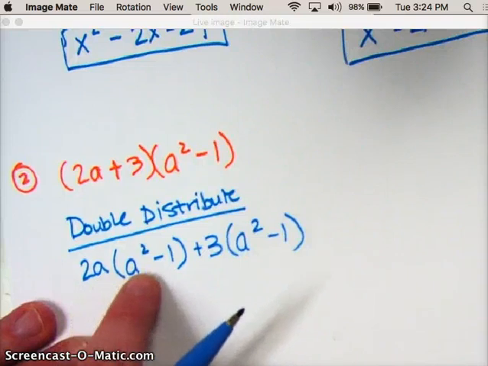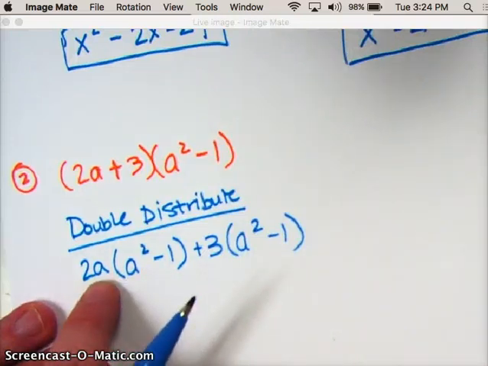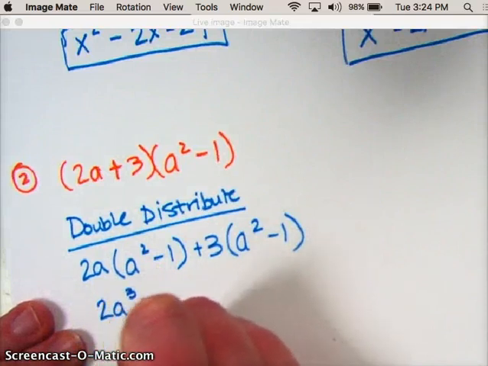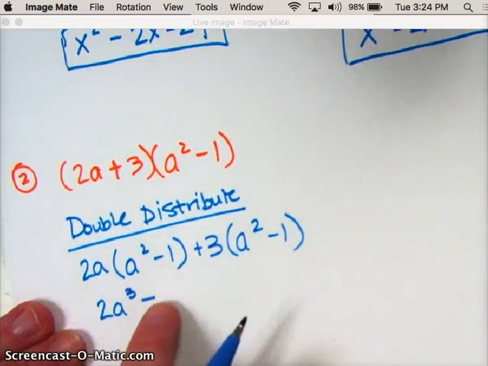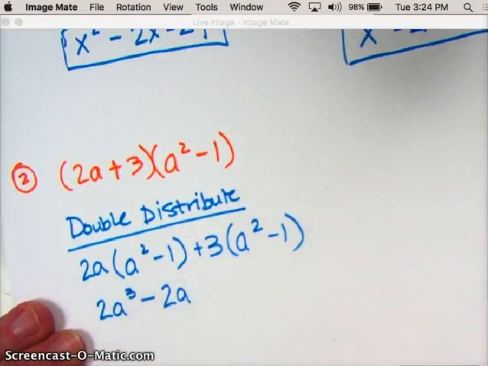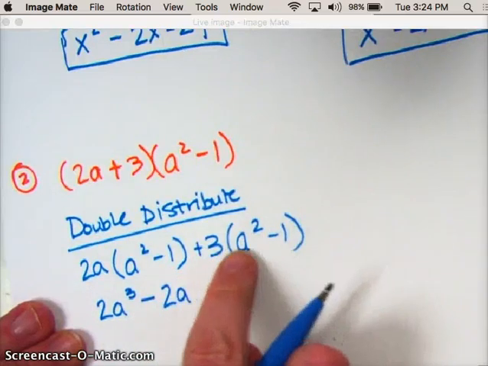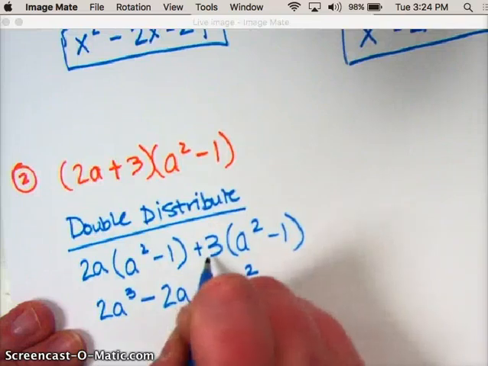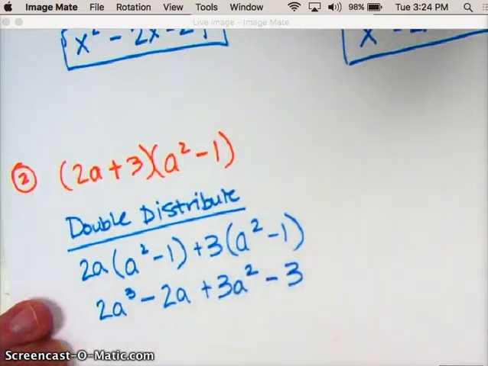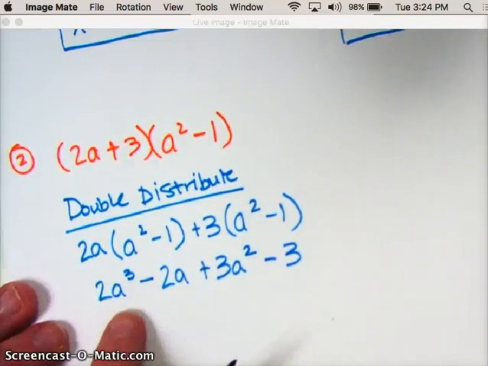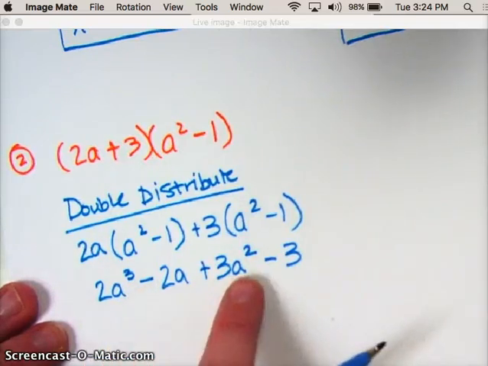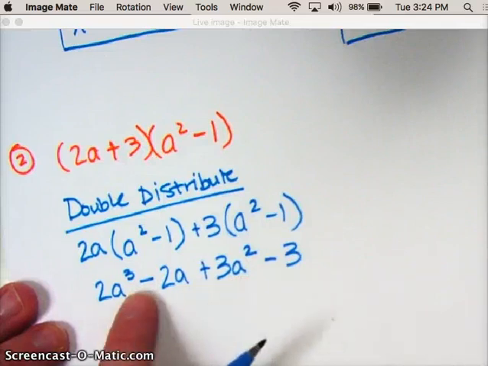From here it's a monomial times a binomial, so we distribute. 2a times a squared is 2a cubed. 2a times negative 1 is negative 2a. 3 times a squared is 3a squared. 3 times negative 1 is negative 3. We want to look for any like terms. There are no terms that share the same variable with the same exponent, so we can't combine any terms.